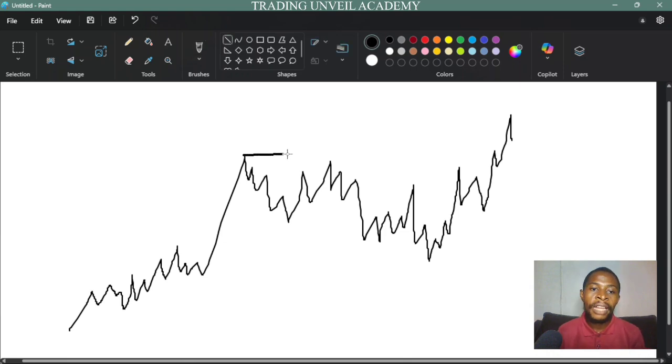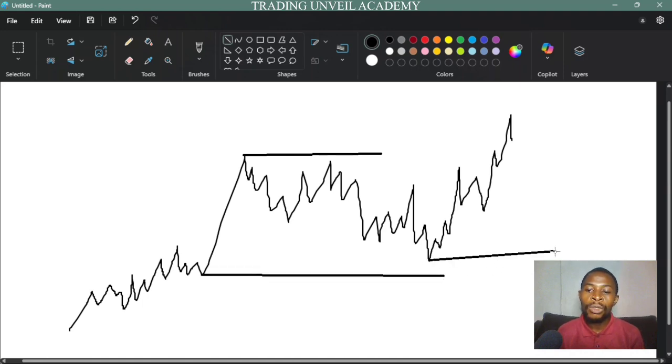This becomes my high. Using my trading range, this becomes my high. This becomes the low. This becomes another low after the market took the upside, and this becomes my high. You understand? So this is higher low, higher high, higher low, and higher high. So that is how the market always moves.